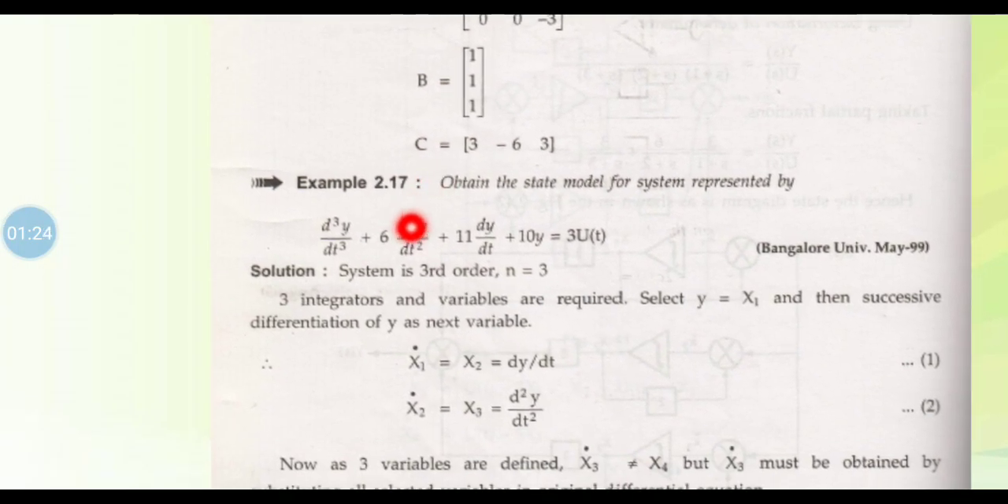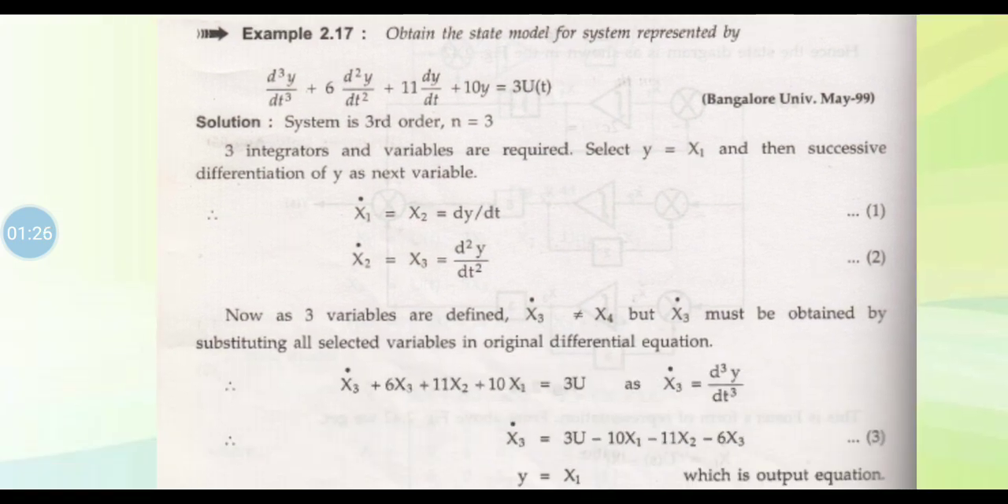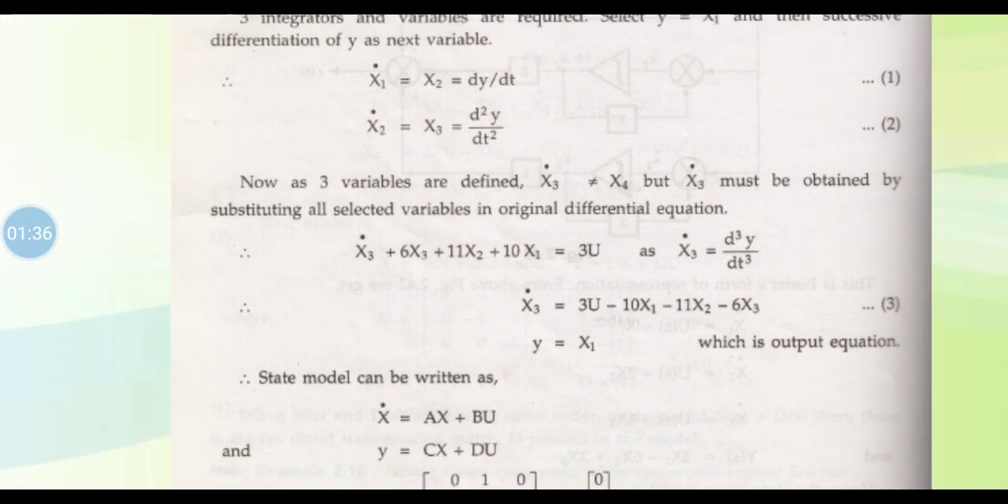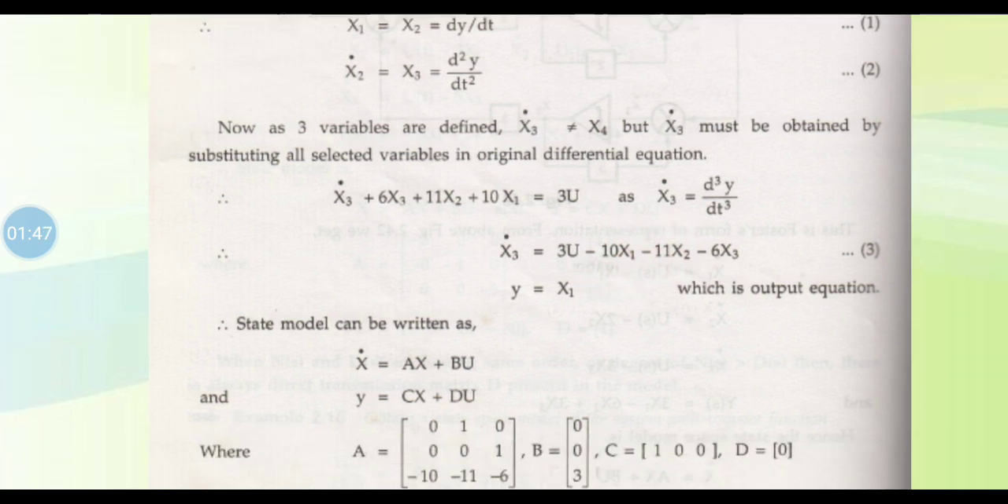So this equation will be written in the derivative form. So x3 dot plus 6x3 plus 11x2 plus 10x1 is equal to 3u, as x3 dot is d cube y by dt cube. So x3 dot will now become equal to 3u minus 10x1 minus 11x2 minus 6x3. And y is equal to x1, which is the output equation.